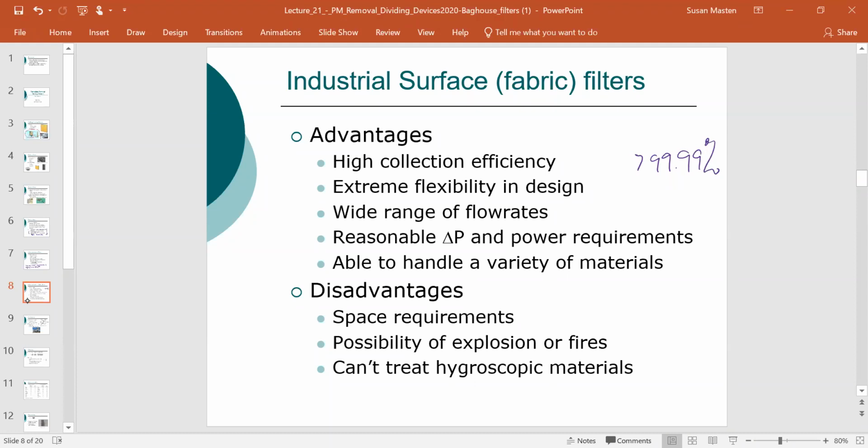And another disadvantage is that, because the collection device is actually made out of fabric in many cases, there is the possibility of explosions or fires. And then the other issue is they can't treat hygroscopic materials. So they can't treat materials that are very gelatinous, that absorb water, because it's very, very difficult to remove that material from the actual filter.